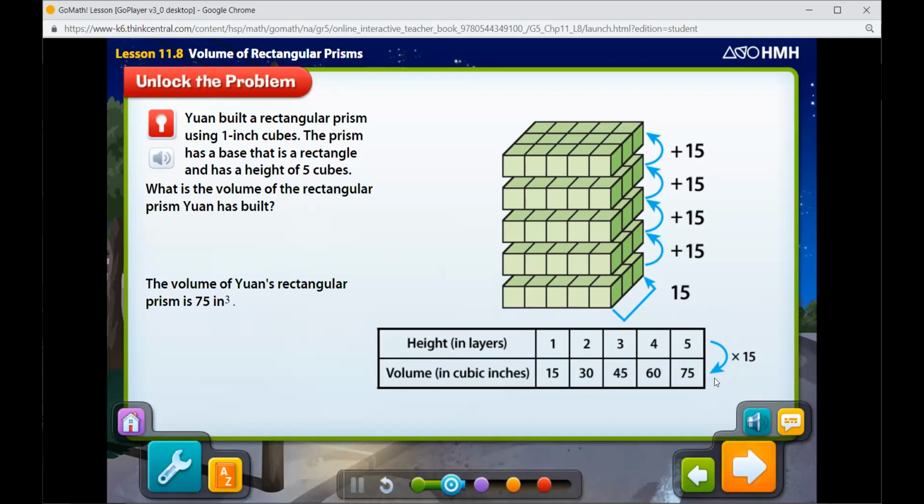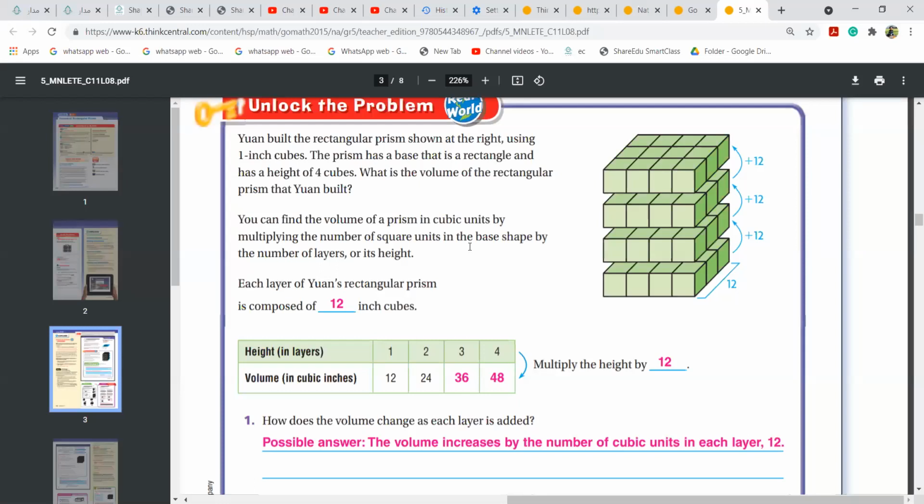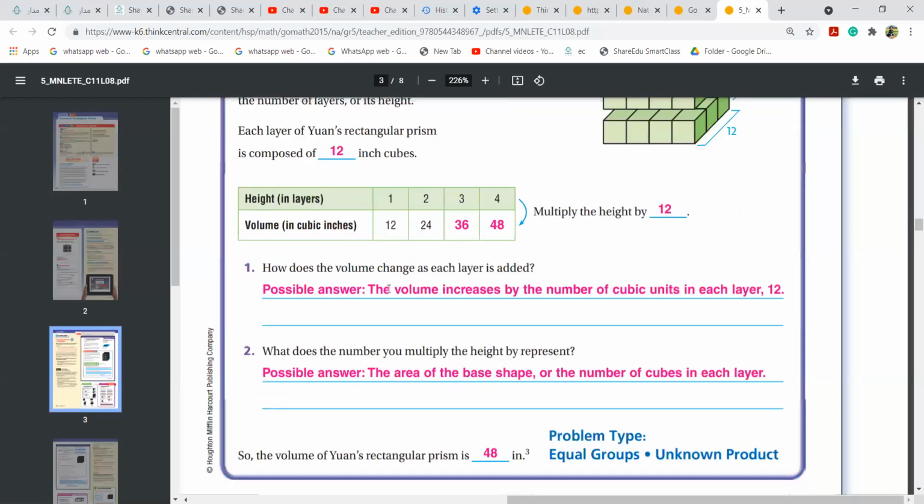Is this clear, girls? If you want me to show you your page and how to finish up writing, just see here and please complete writing. You need to write this: the volume increases by the number of cubic units in each layer. Don't write these possible answers here, but write the whole thing.